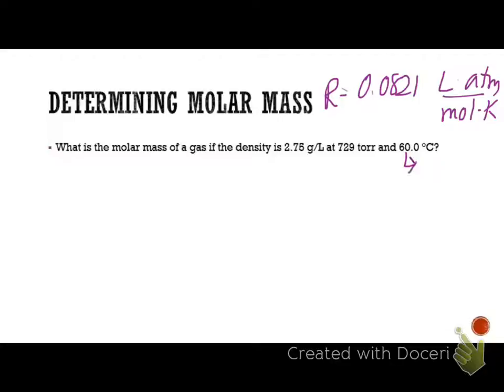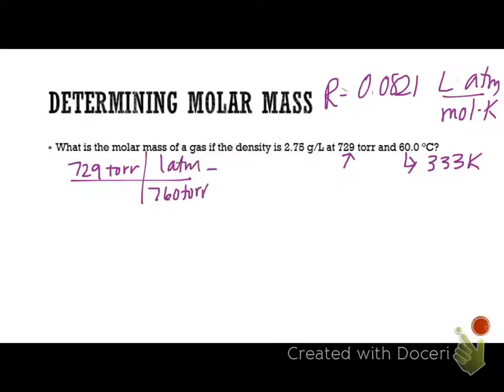So 60 degrees Celsius is going to be 333 Kelvin. But we're going to have to do a little conversion real quick for torr, because we need to be in atmosphere. So 729 torr divided by 760 torr in 1 atmosphere. And that conversion was from the very first lesson of gas laws. And so our torrs cancel out, and we need three significant figures because we started with that, and we're at 0.959 atmosphere. Okay? So now we're just ready to plug it into this equation.